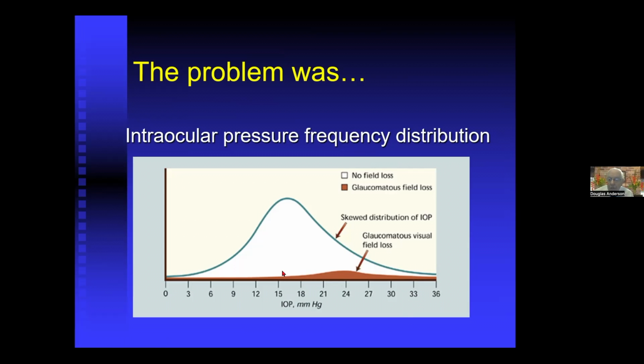And even going up to pressures in the 30s or above, there were some people who didn't have any loss of vision, only some fraction of the people with elevated pressure. And let's take somebody at 24. There were more people that didn't have field loss than there were people that did have field loss. I wonder what that was all about.